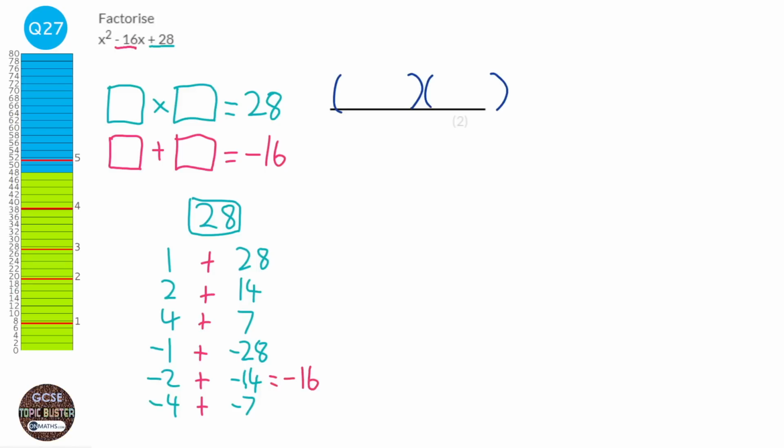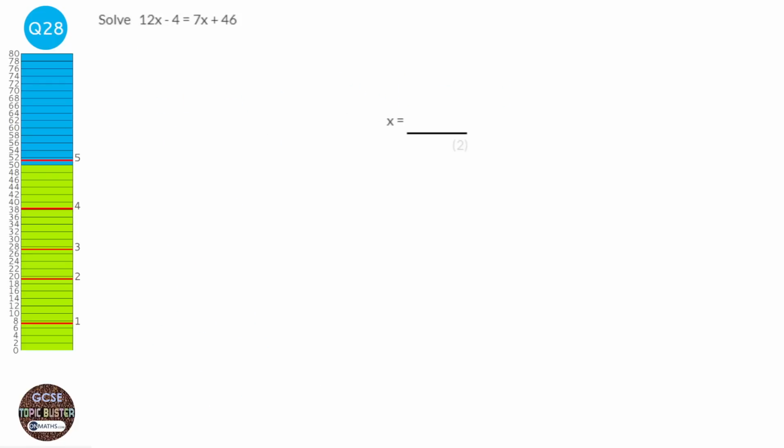The first terms in our brackets are both going to be x, and we're just going to put the minus 2 in one of the brackets and the minus 14 in the other. So I'm going to write out the equation again just to give us a bit more space.